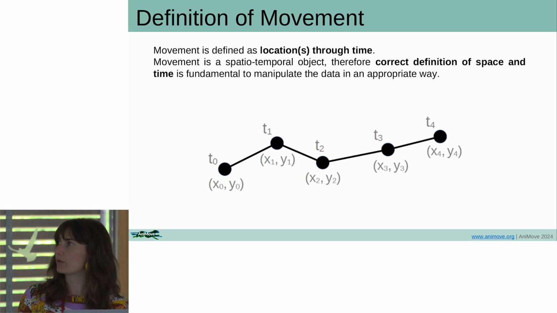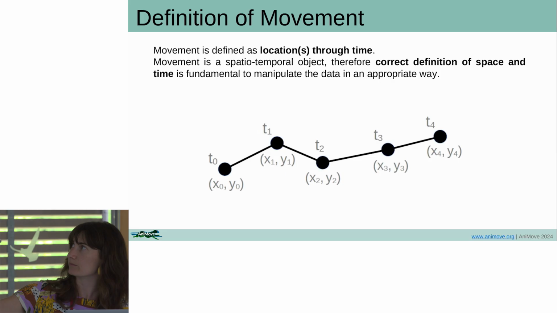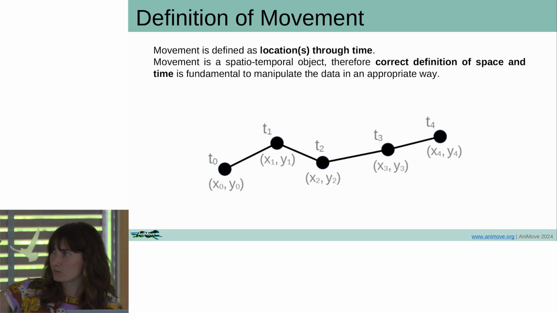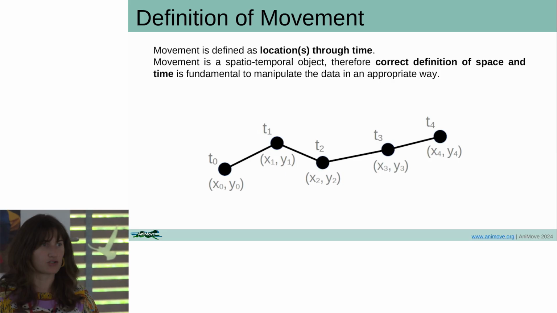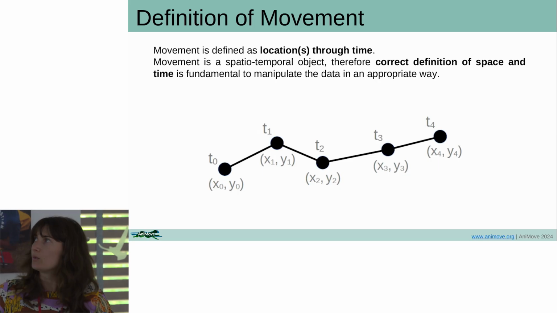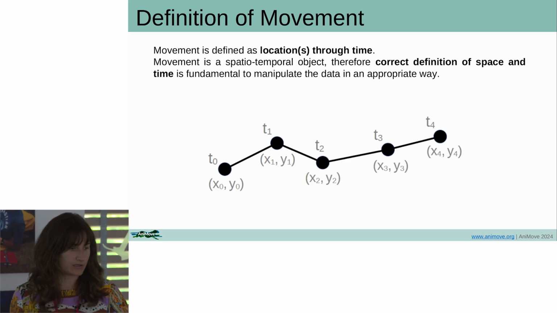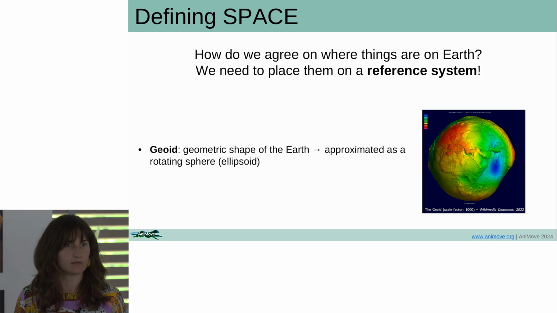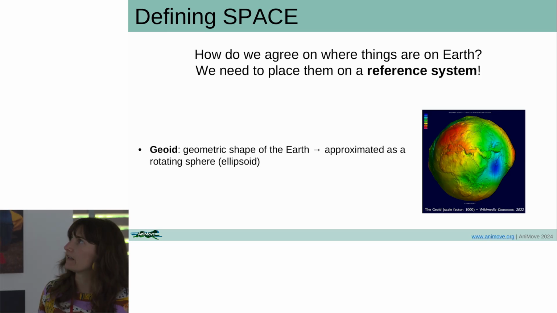So let's talk about movement data. Cami already said movement is location through time. To define what time is and what locations are, so what coordinates are, we need some definition, because first of all we all need to agree on how we find things on Earth. How do we place things on Earth?